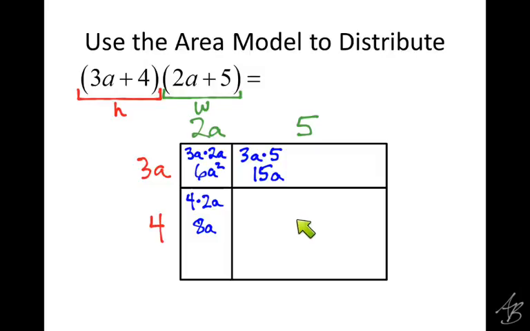What's the height of this rectangle here, Niall? The height. How tall is it? The height is going to be 4, and the width is 5. 4 times 5 gives us an area of 20.